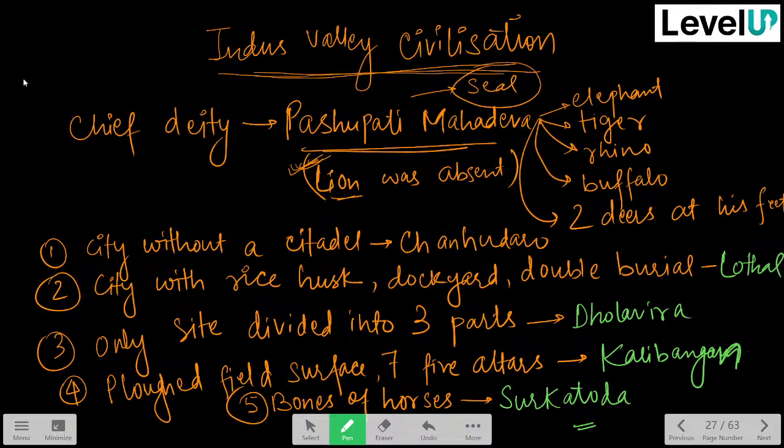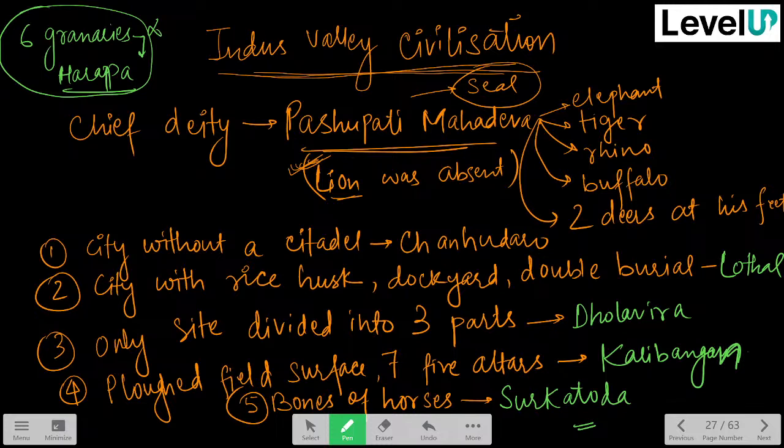Six granaries, where have we found them? Six granaries. This was found in Harappa. So remember all these things, right? This is important. Okay.